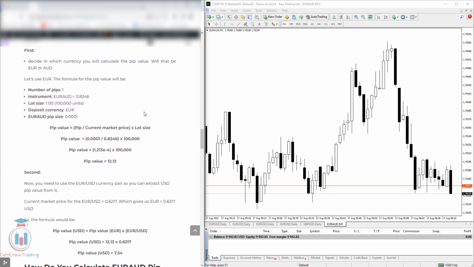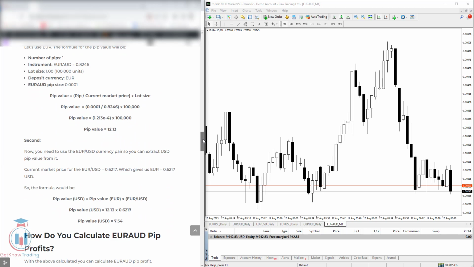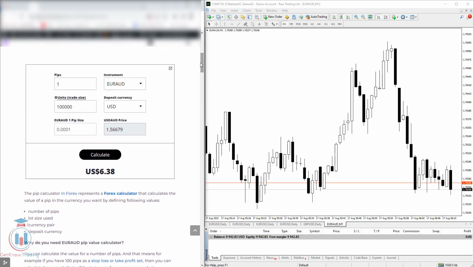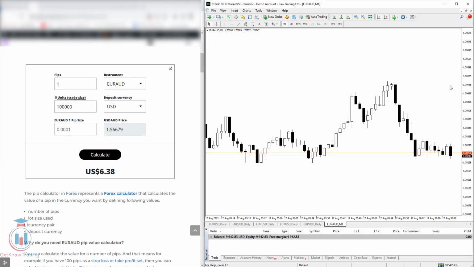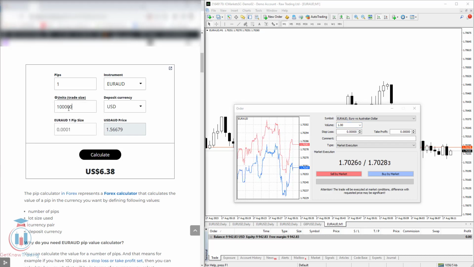You can manually calculate here and you will see an example, but everything is done automatically with this Pip value calculator. Let me show you an example with the trading platform so you can understand how this works. So for example, I'm using Euro against Australian dollar and I would like to open a new order. That means I will use volume equal to 1, because I have put here 100,000 units, and that means 1 lot, but you can also change these values here.